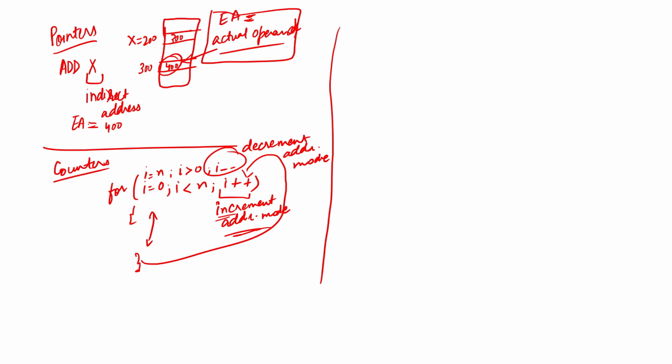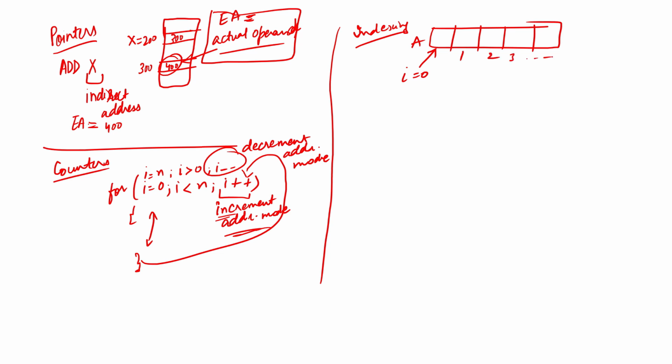Now suppose I want to handle the indexing of an array. Suppose there is an array A whose starting address has an index of 0. Now I want to move within the array, so I go to I equal to 1, I equal to 2, 3 and so on. This can be easily handled by using an addressing mode. We will see later which addressing mode is helpful for doing this indexing.